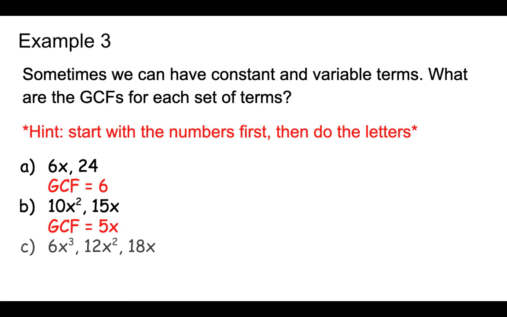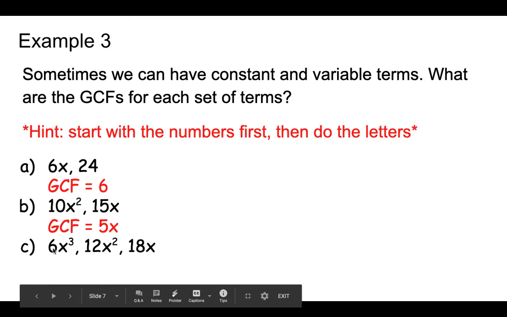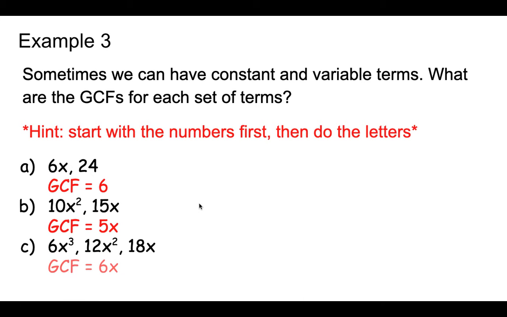Let's do one more here with 3 terms. We've got 6x cubed, 12x squared, and 18x. So for the numbers, you're going to find which number goes into all 6, 12, and 18. What is the biggest number that can do that? Well, it's 6 again. And then with your x terms, which one has the lowest exponent? Well, it's going to be x. So our greatest common factor is 6x.